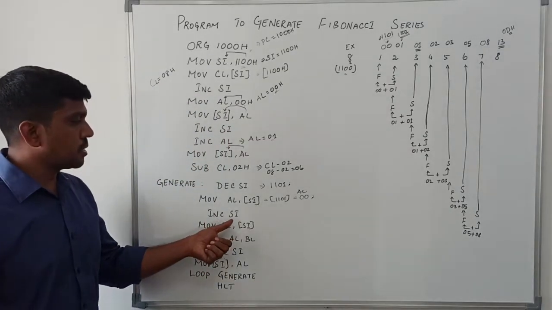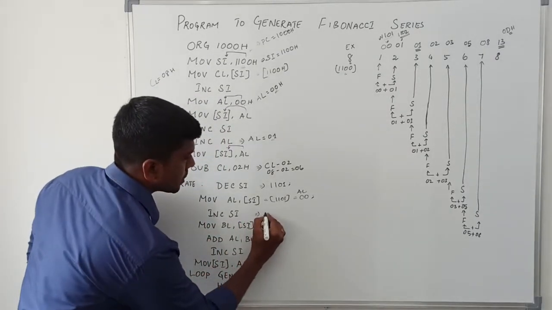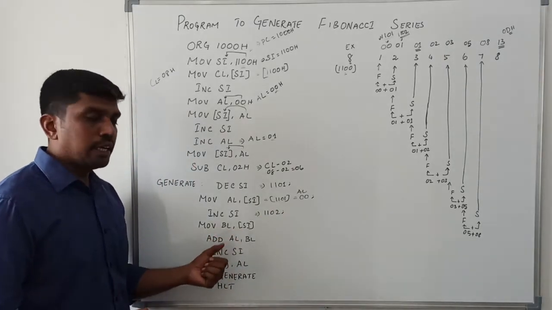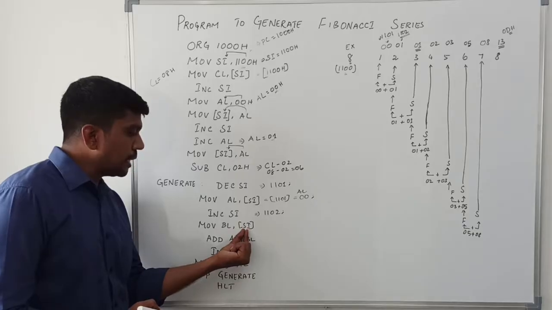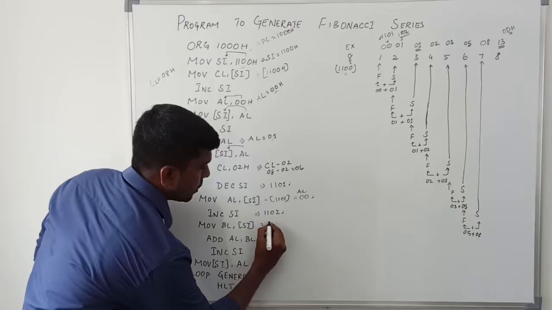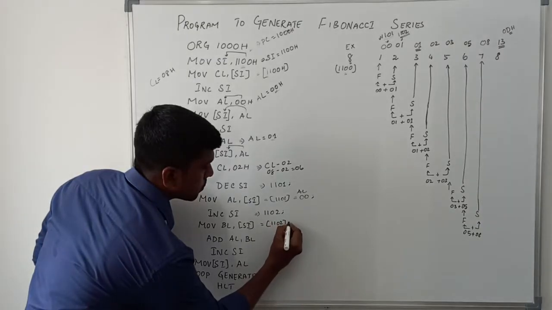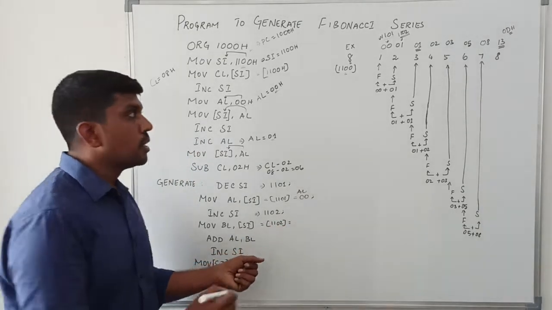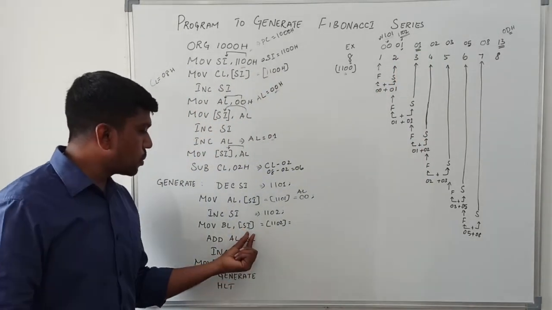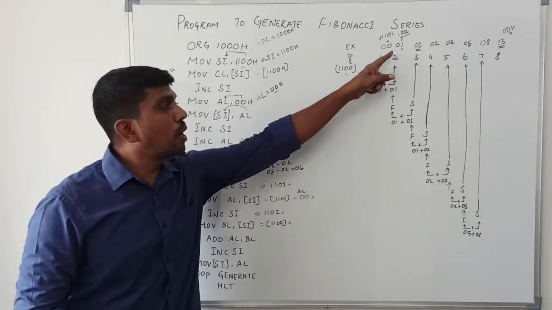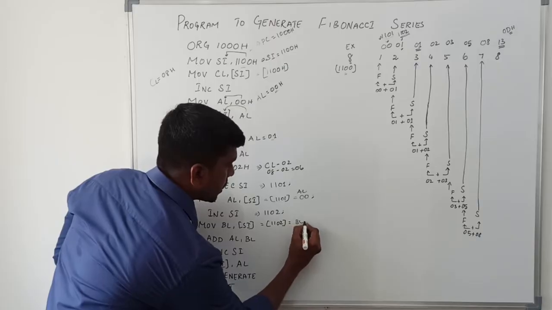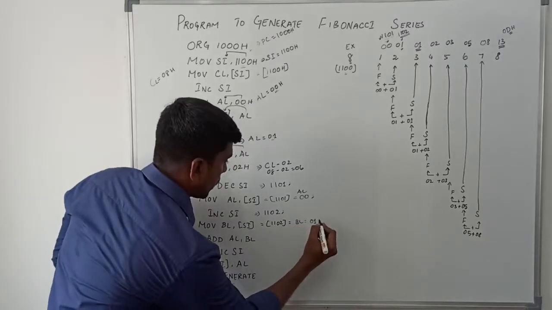Then INC SI. After incrementing, the SI value is 1102. Then MOV BL, [SI]. Whatever value is present in SI, that content is loaded to the BL register. The SI value is 1102, so it is considered as a memory location. In this memory location, we hold the data 01. After the execution of this instruction, 01 is transferred to the BL register. So now the BL register content is 01.